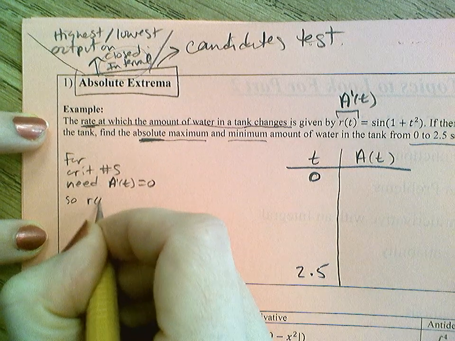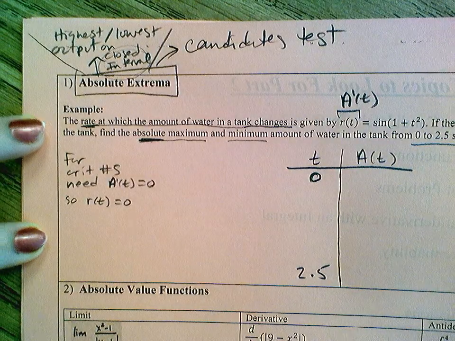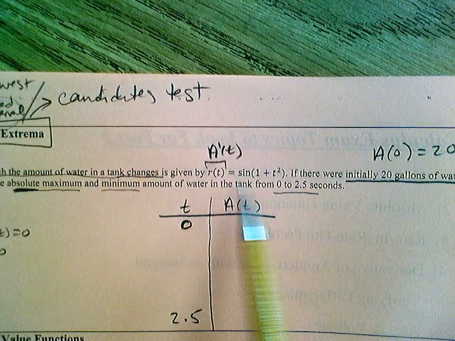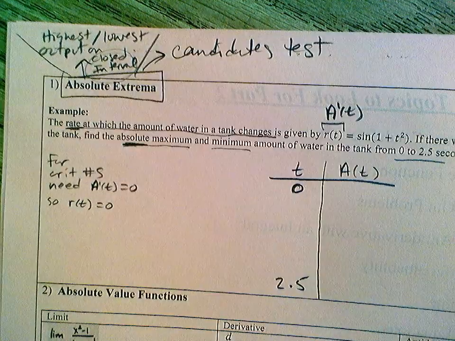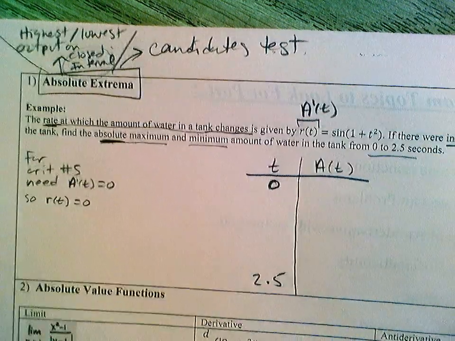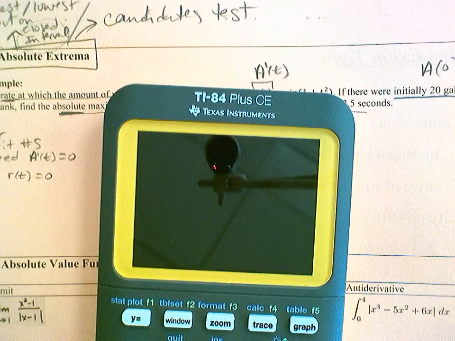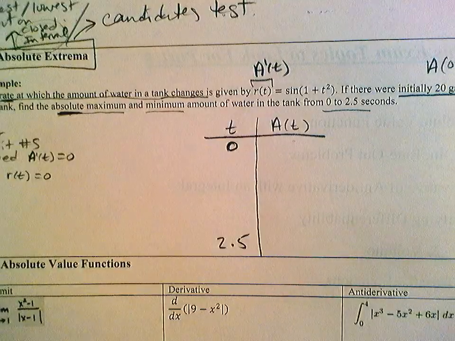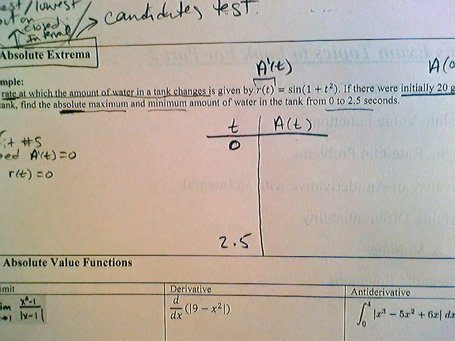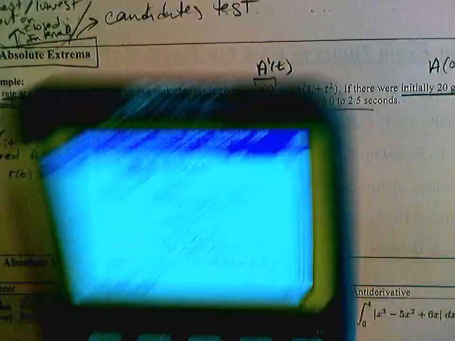So R of T, we need that to equal 0. This is the rate function, sine of 1 plus T squared. I'm going to need to use a calculator for this. So I turn on my calculator. That's not working. Turn on this one.